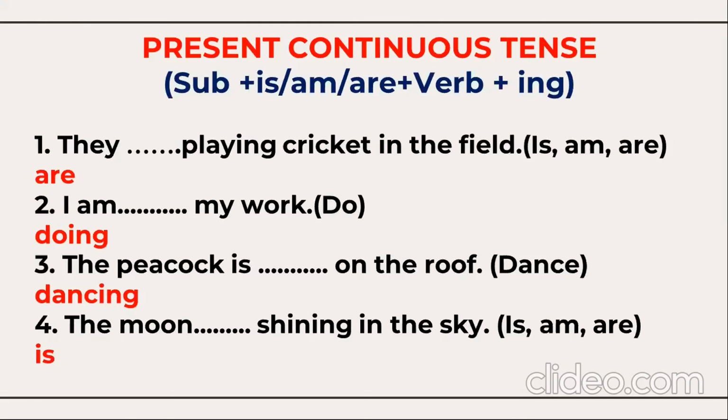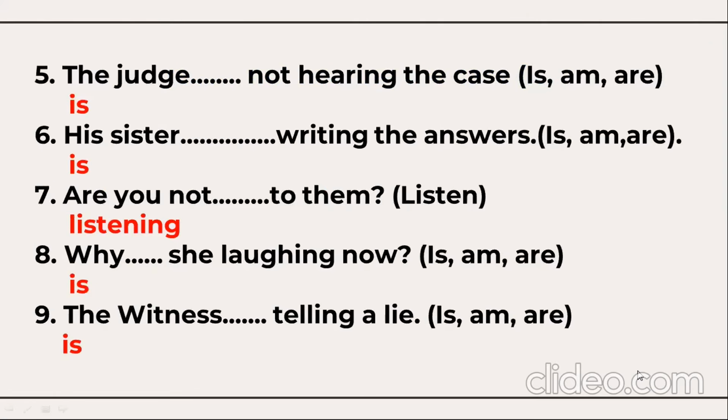Now, present continuous. The structure is here: subject, be forms is/am/are, plus a verb plus ing. So when the action is going on in the present: They are playing cricket in the field. I'm doing my work. I'm doing the video recording, or I'm recording a video. The peacock is dancing. The moon is shining in the sky. The judge is not hearing the case.